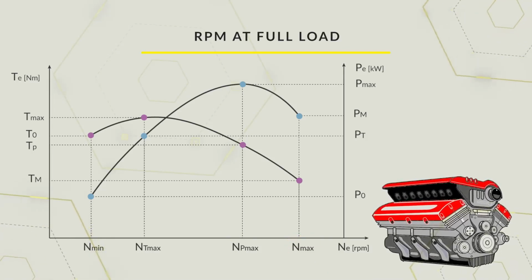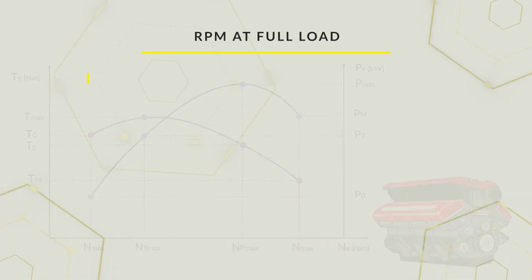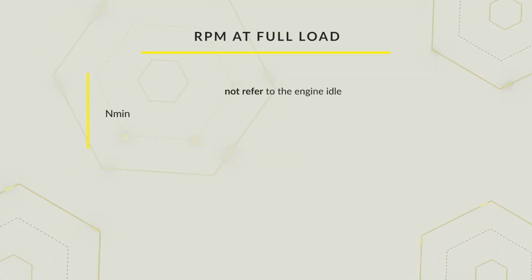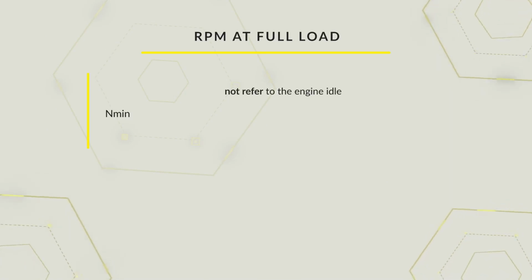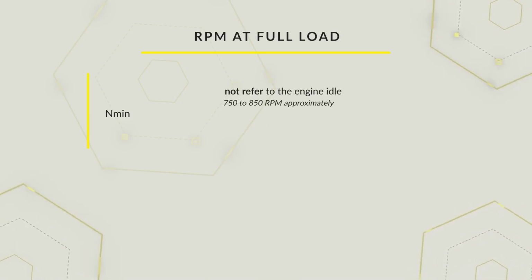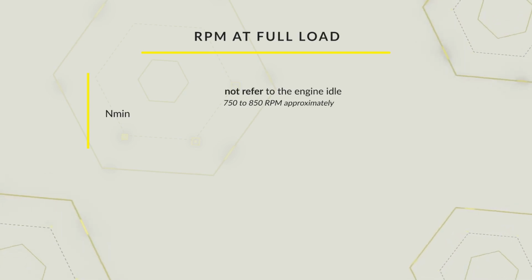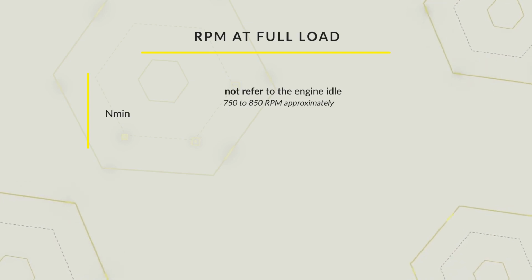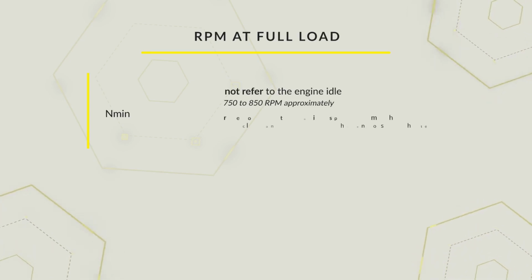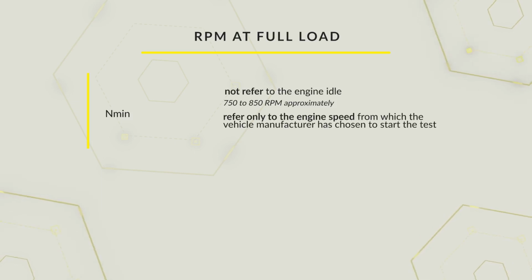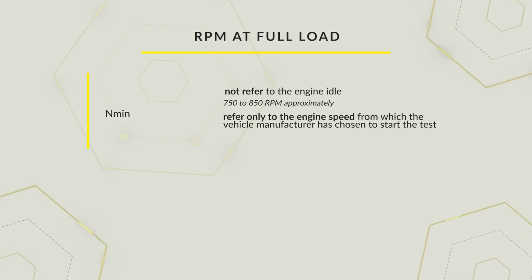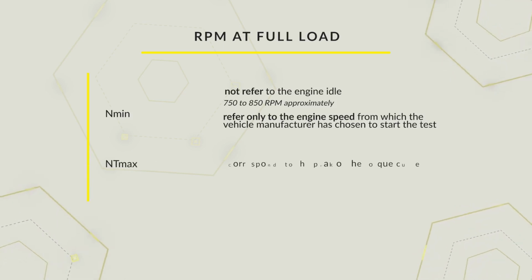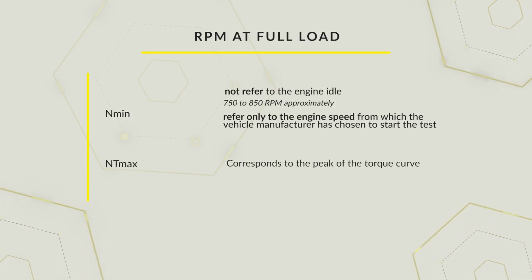Let us pause to analyze the last 4 parameters. Let's start by saying that the minimum engine RPMs does not refer to the engine idle, which for a diesel-powered road vehicle ranges approximately from 750 to 850 RPMs, depending on the engine coolant temperature and atmospheric pressure. The minimum engine revolutions refers only to the engine speed from which the vehicle manufacturer has chosen to start the test. The engine revolutions at the maximum of torque are precisely those corresponding to the maximum of the torque curve.